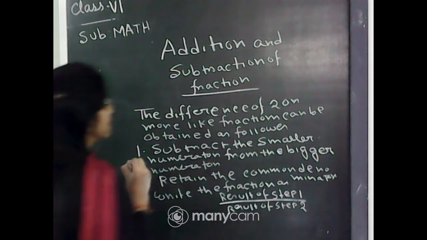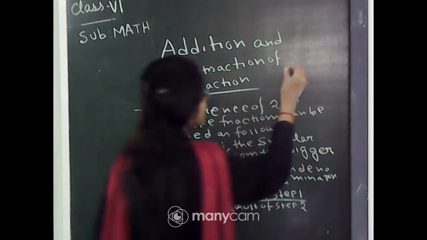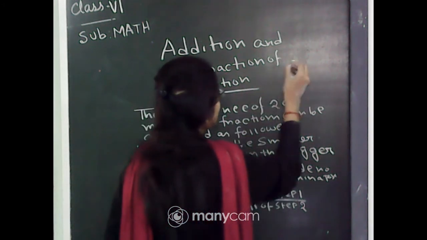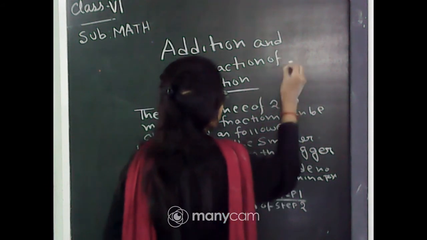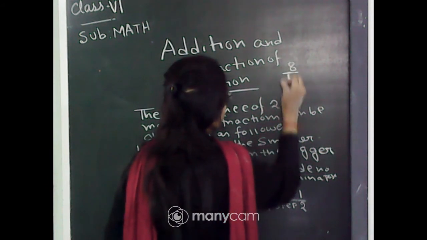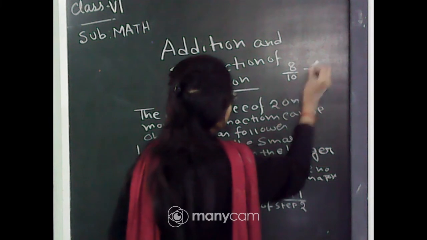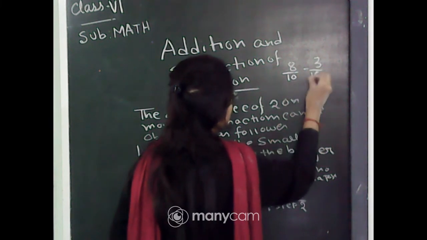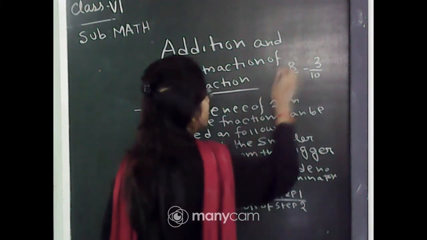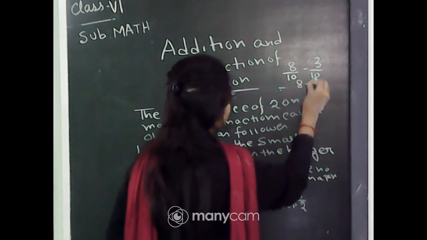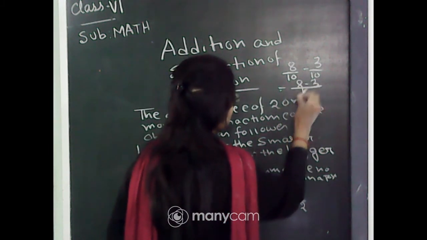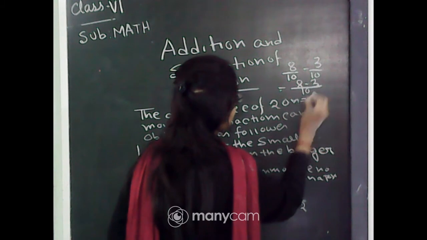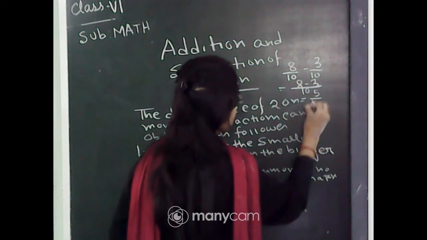For example, subtract 3 by 10 from 8 by 10. Therefore, this is equal to 8 by 10 minus 3 by 10. We just subtract the numerators and retain the common denominator. Therefore, this is equal to 5 divided by 10.